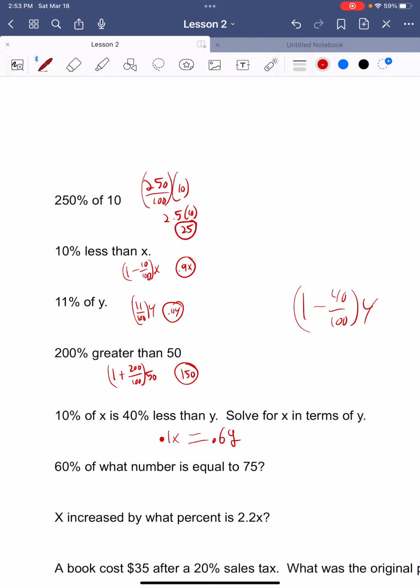Now we have to solve for X in terms of Y. So we could just divide both sides by 0.1, which is the same thing as multiplying by 10. And then we get X equals 10 times 0.6Y, which is 6Y.